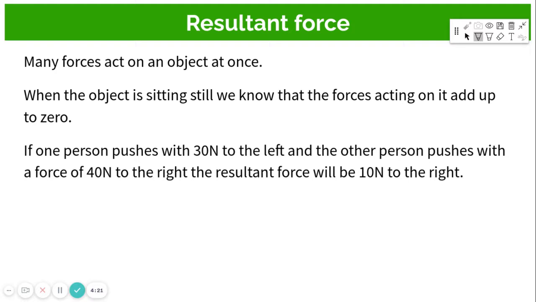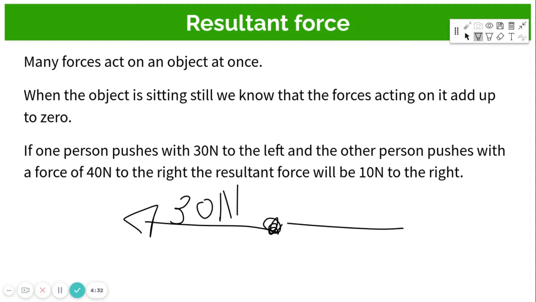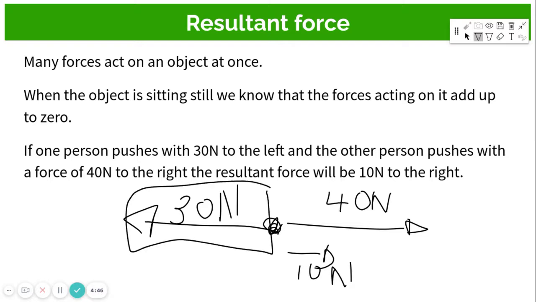So here's an example I used. If there's an object and somebody pushes with 30 newtons to the left, let's hope this screen isn't flipped when you watch it, but that's my left, 30 newtons to the left, and another person pushes with 40 newtons to the right, the resultant force will be 10 newtons to the right. Now what's happening here? Well, the 30 newtons is cancelling out 30 newtons of this side, which has a little bit left over, which becomes our 10 newtons.